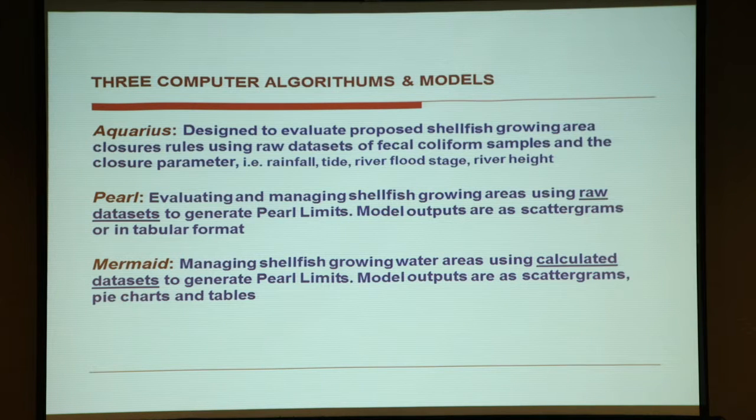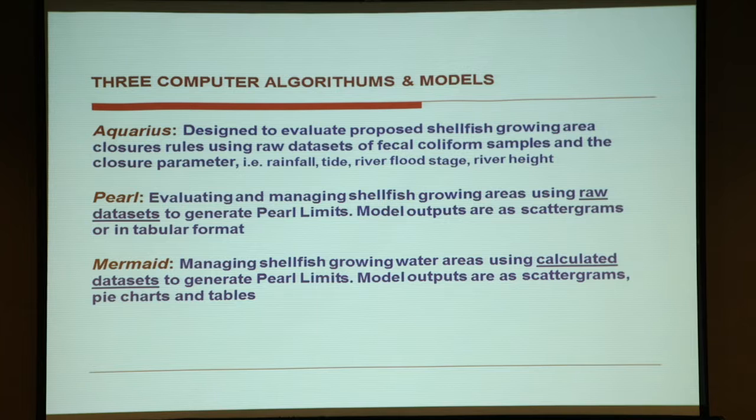Now, all of these parameters are incorporated in our algorithms and models called Aquarius, Pearl, and Mermaid. Aquarius is designed to evaluate proposed growing area closure rules using raw data sets of fecal coliform concentration and closure parameters such as cumulative rainfall, tide, river flood stage, or river height. For example, after a half-inch of rain in 24 hours, harvest is closed for 2 days, and the area stays closed until the fecal coliform counts drop.